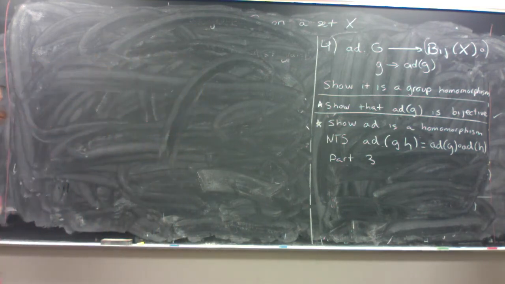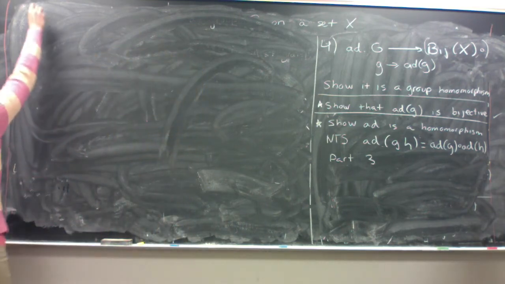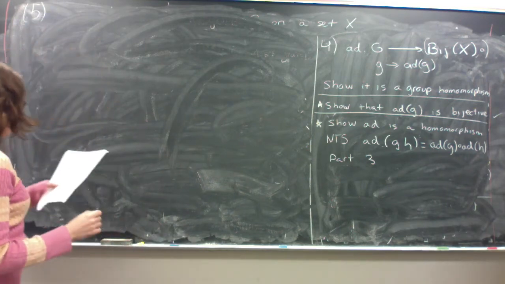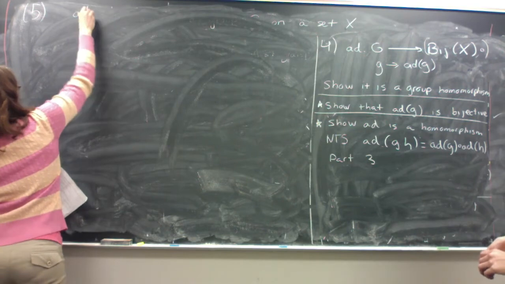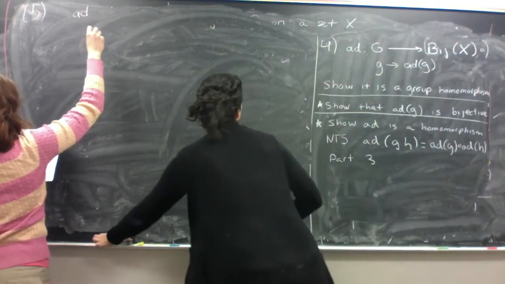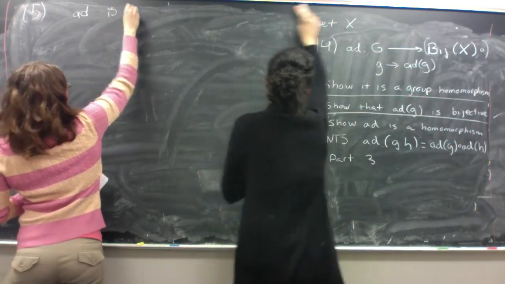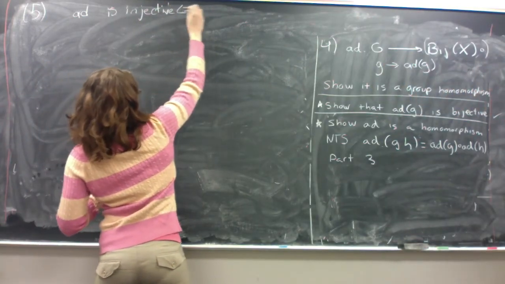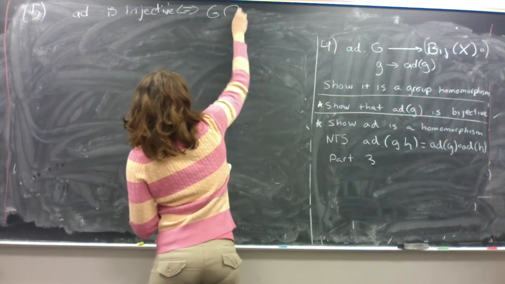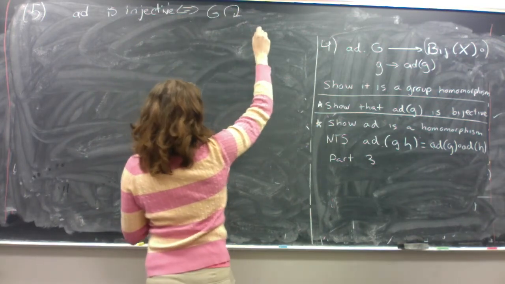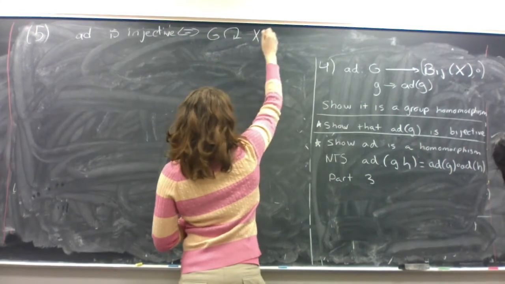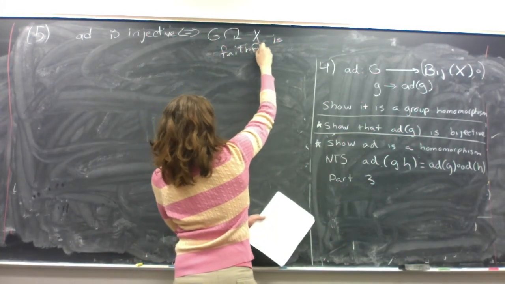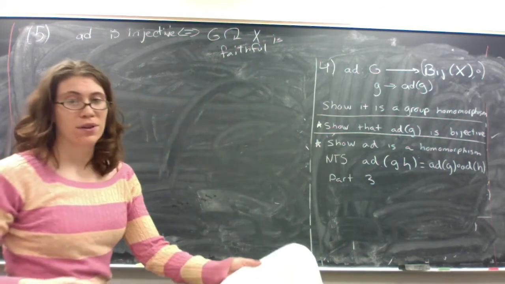Okay. So let's move on to part 5, which says that this add that corresponds to a given action is injective if and only if the action is faithful. And I'm going to use this notation from Becca's mini lecture. G acting on X is faithful. I have the sheet if you want to see it.